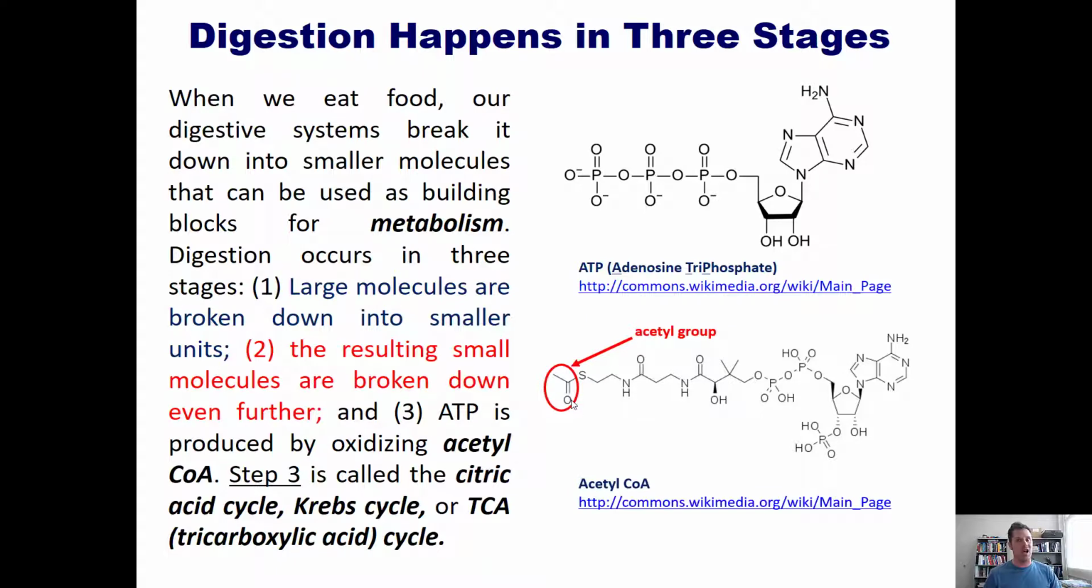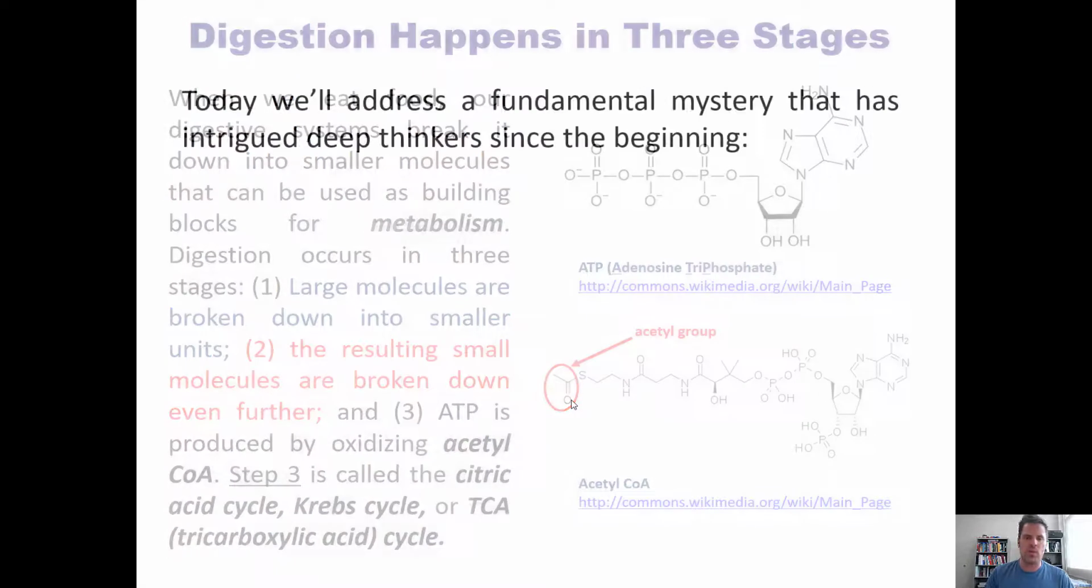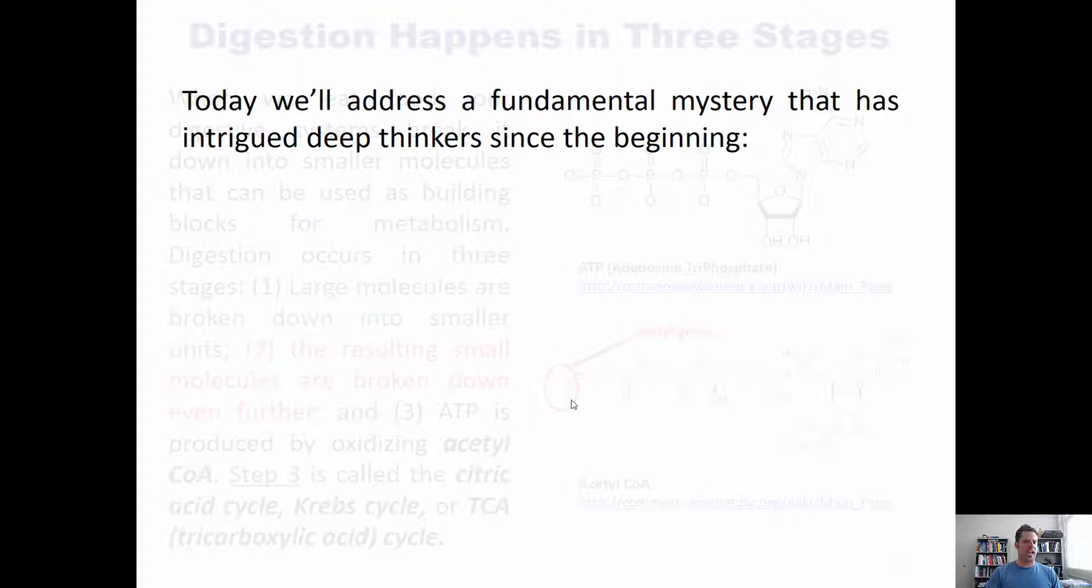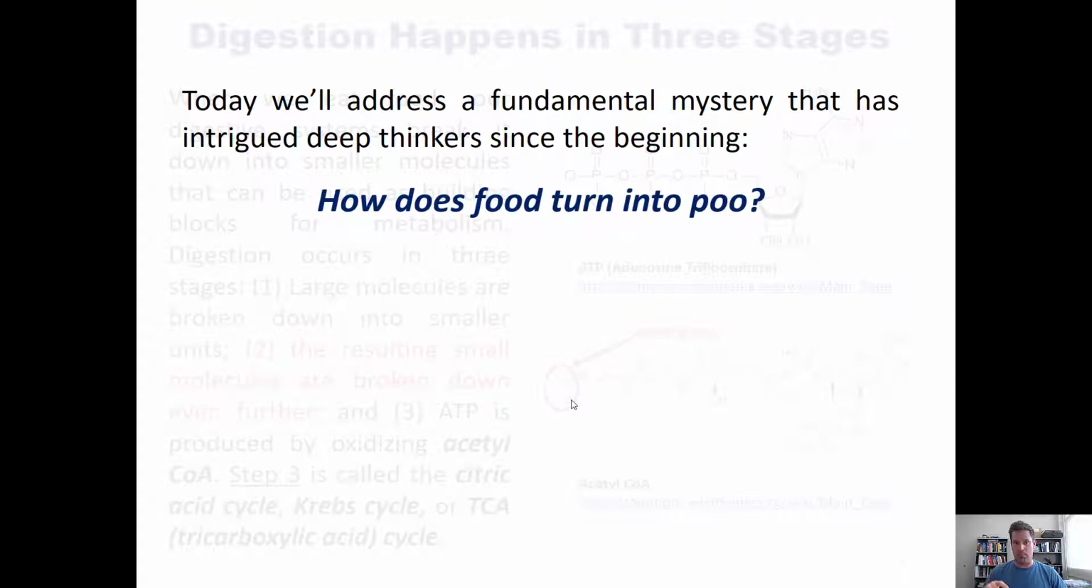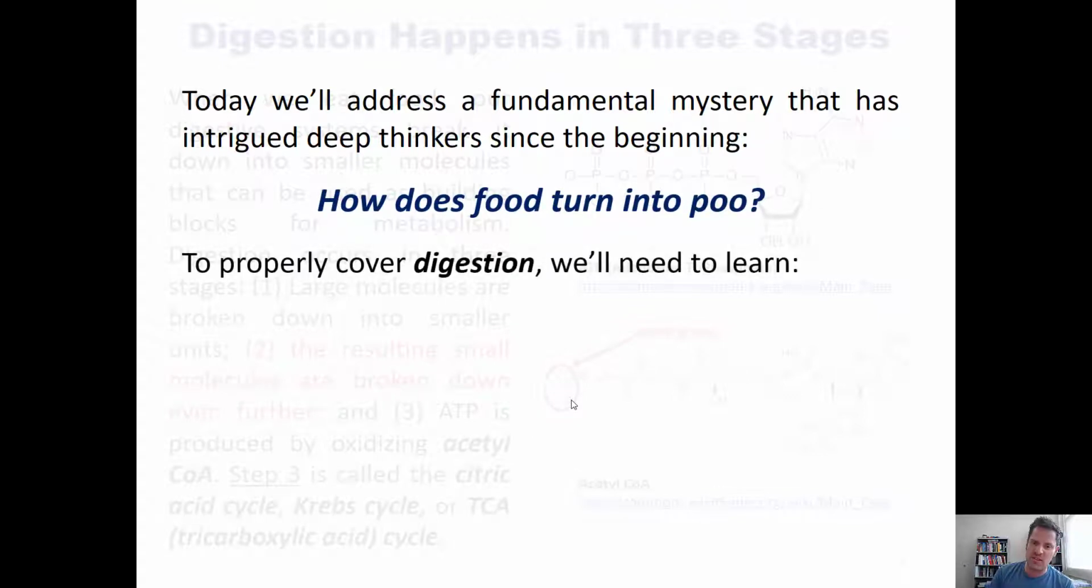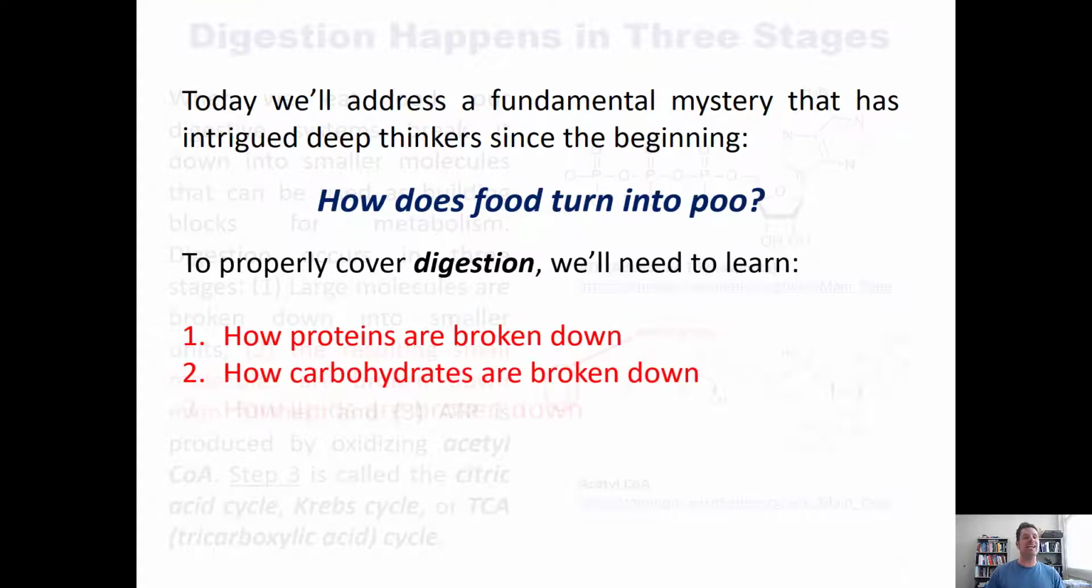In this chapter, then, we will address a fundamental mystery that has plagued and intrigued deep thinkers since the beginning. How in the world does food turn into poo? Now, to properly cover digestion, we'll need to learn the following 3 things: how proteins are broken down, how carbs are broken down, and how lipids or fats are broken down. Are you ready for this? Please buckle up. Let's get into it.